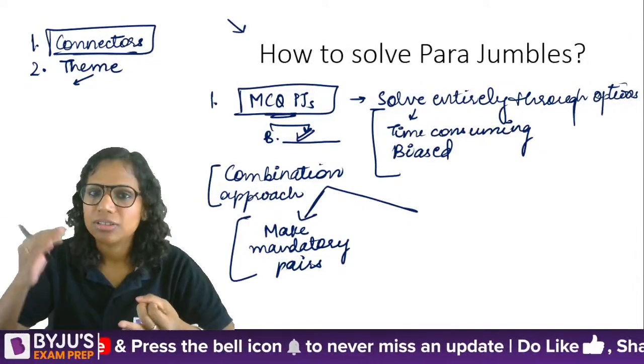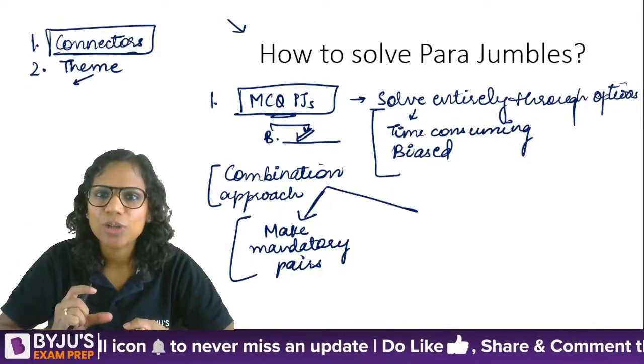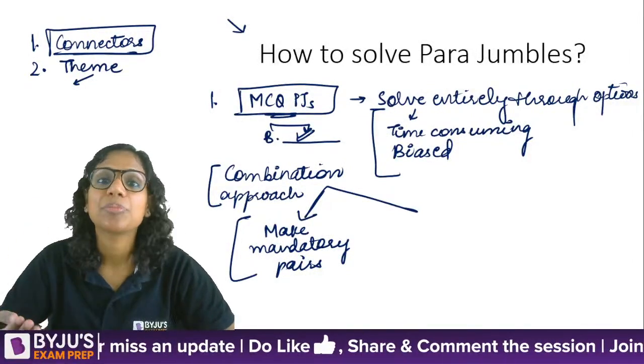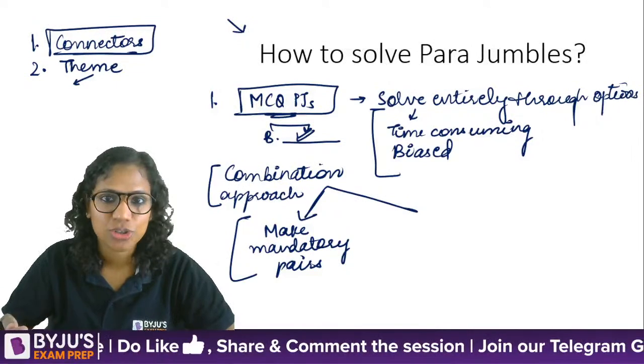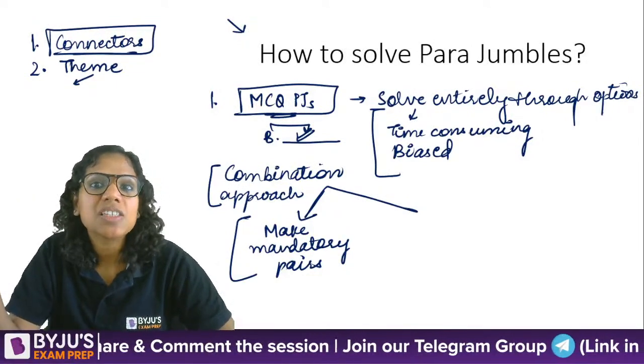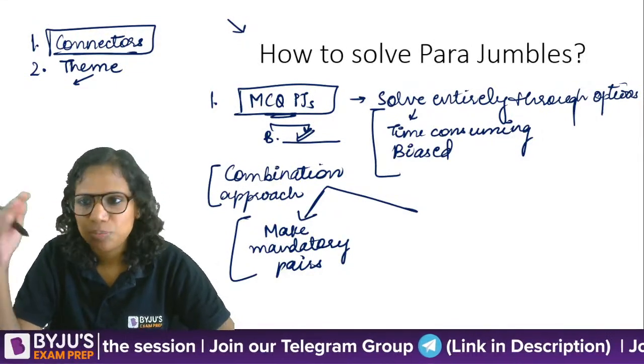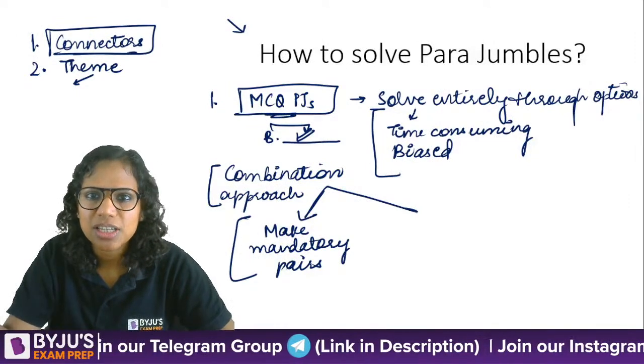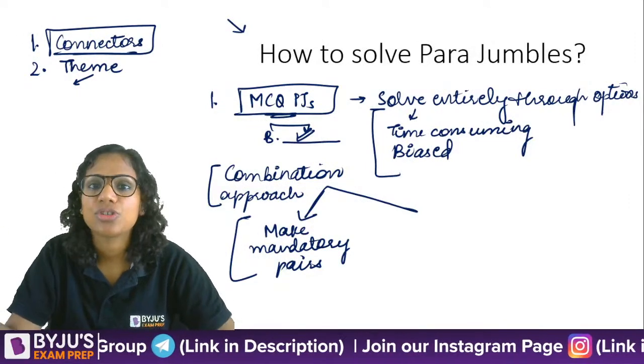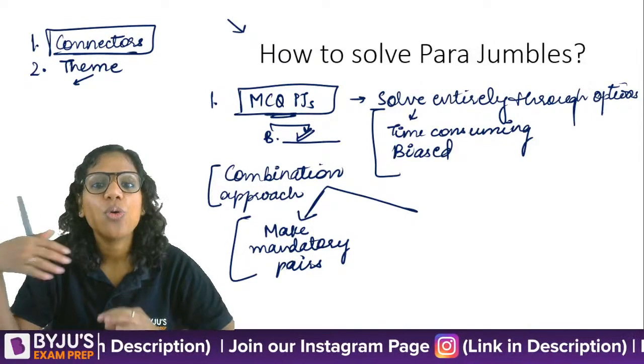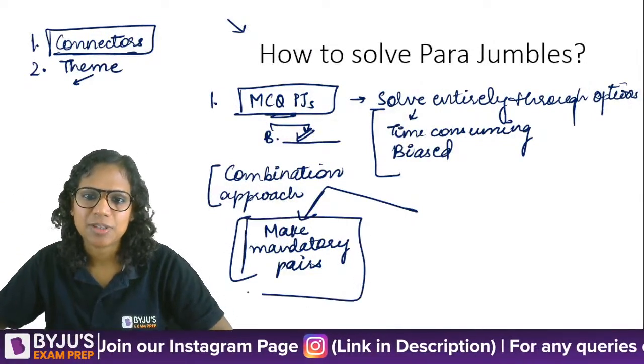Make use of understanding the theme. Look for language-based clues. Look for other grammar-based clues like noun-pronoun relationship. If I say he is responsible, who is this he? Maybe his name is mentioned in some of the other sentences. So noun-pronoun relationship, article relationship, all these help you to make mandatory pairs.